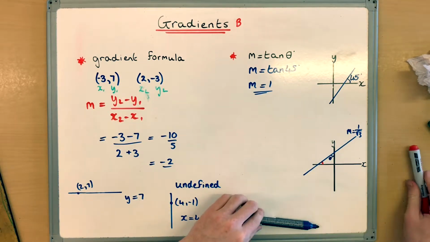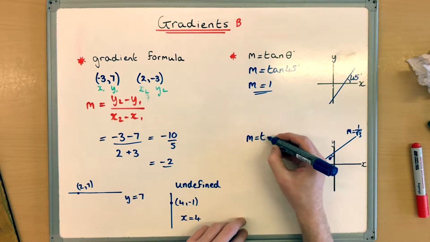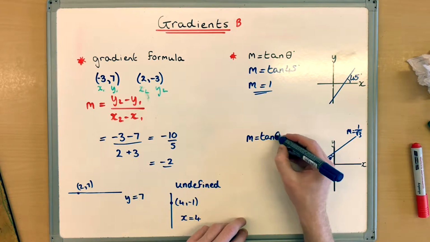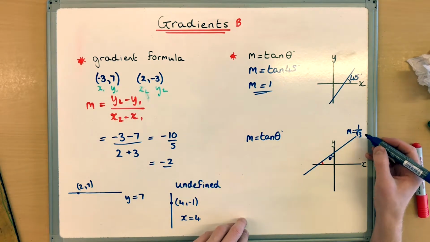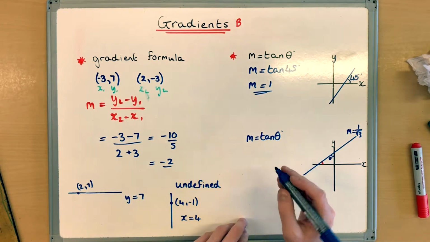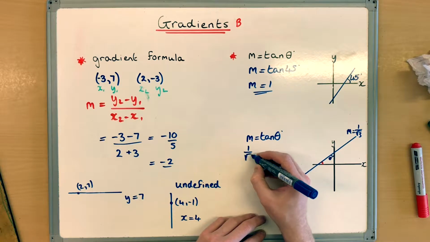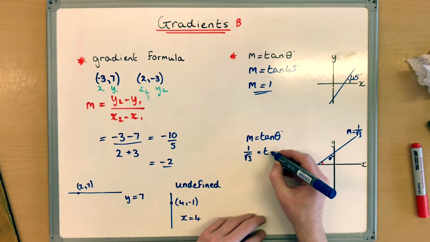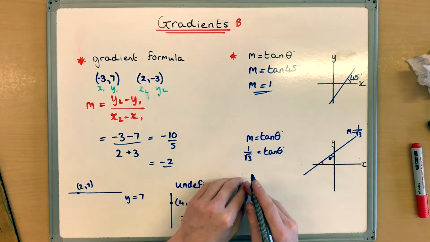So let's start with m equals tan theta. If you use m equals tan a, that's exactly the same thing. So I'm going to put 1 over root 3 in place of m. I'm going to solve it. I don't actually need to use CAST for this. So I'm going to swap these round, and then I'm going to do an inverse tan.